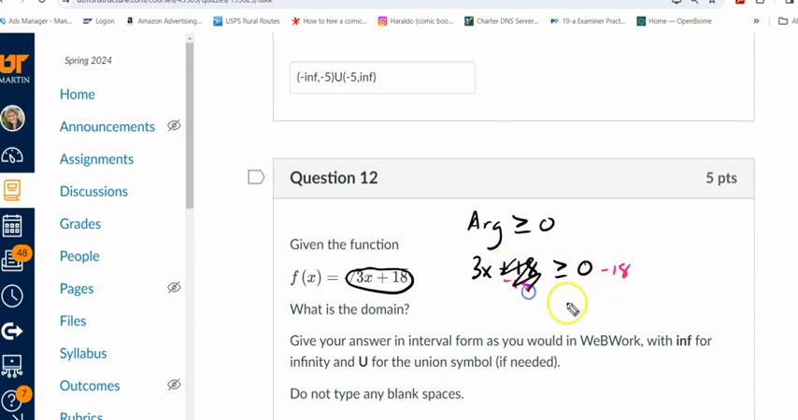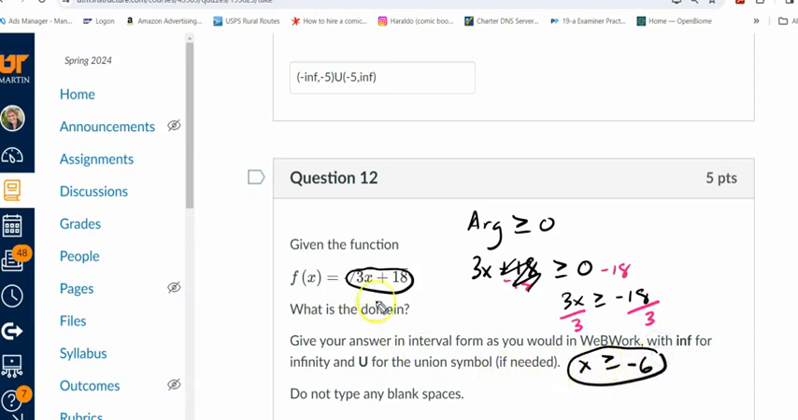So I will have 3x is greater than or equal to 0 minus 18, which is negative 18. Then to get x by itself, I need to divide both sides by 3. And dividing by a positive does not change the direction of the arrow. If you multiply or divide by a negative, it will flip the arrow. But I'm okay for that. And negative 18 divided by 3 is negative 6. So this is my domain.